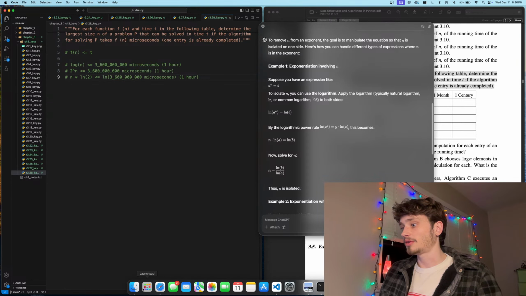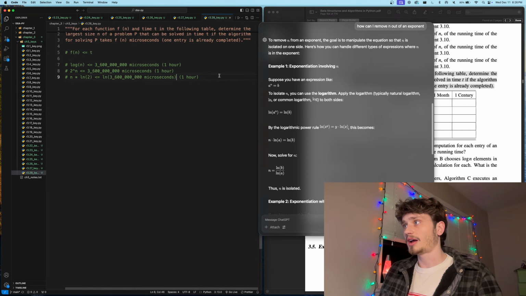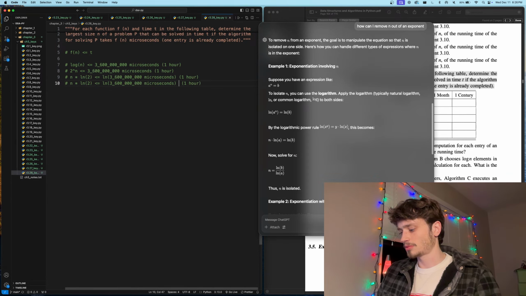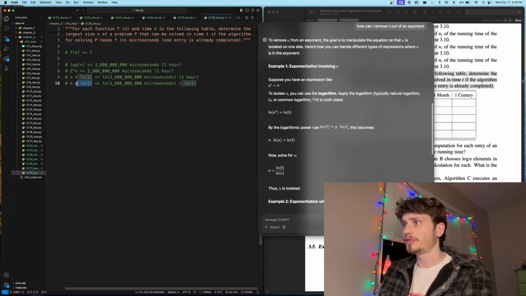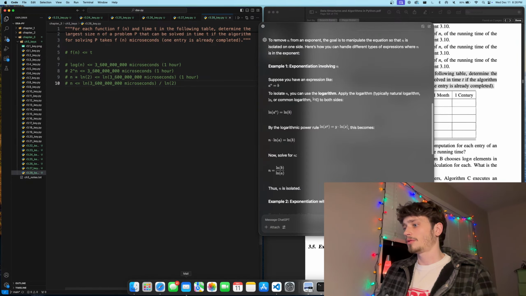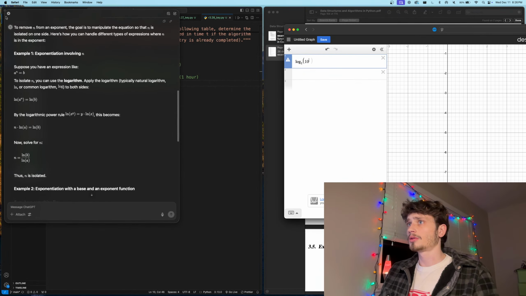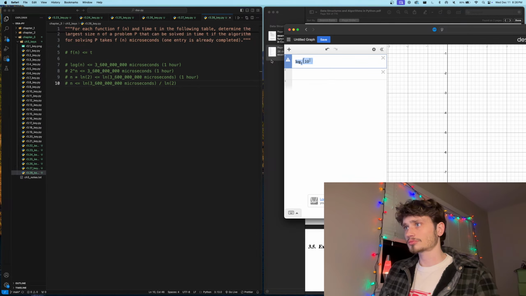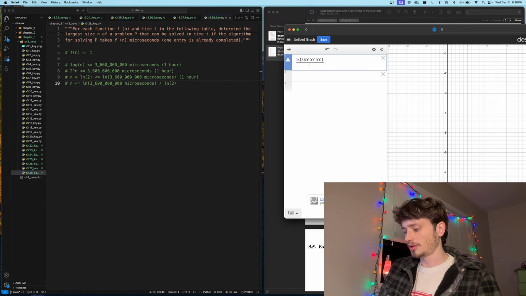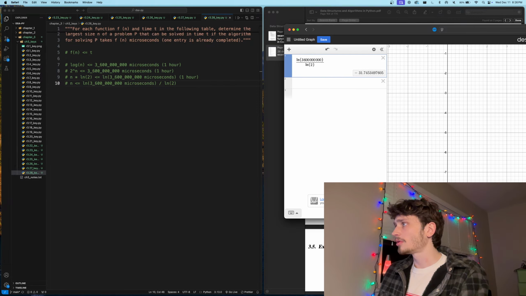So what would that be in this case? Then you would just divide by natural log of 2 to give you n. Okay, what would that be? I don't know if I'm doing this right, but we'll find out here. Natural log of 3,612,123,456 divided by natural log of 2. That's 31.7.